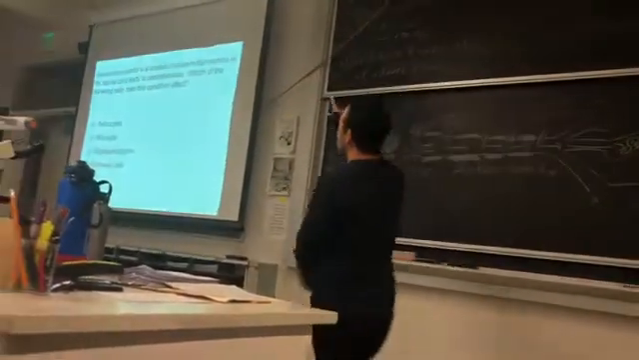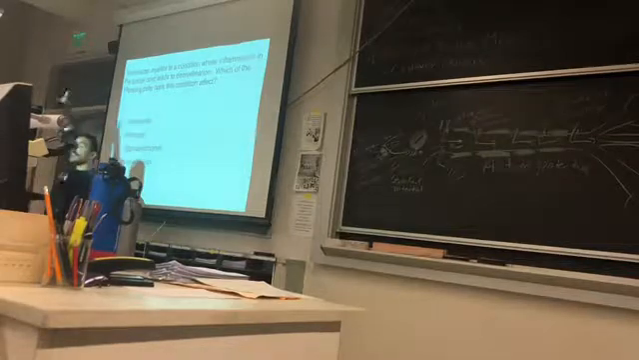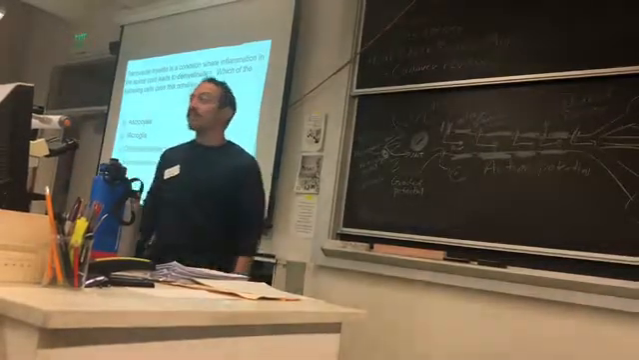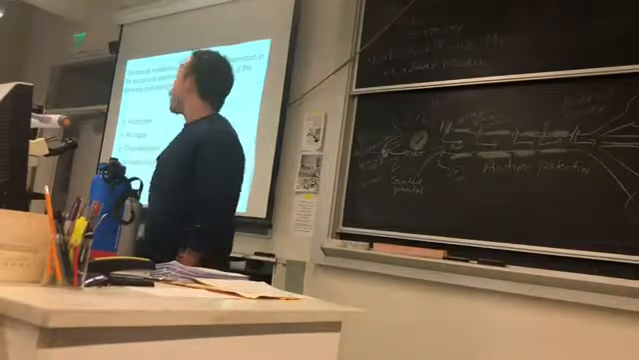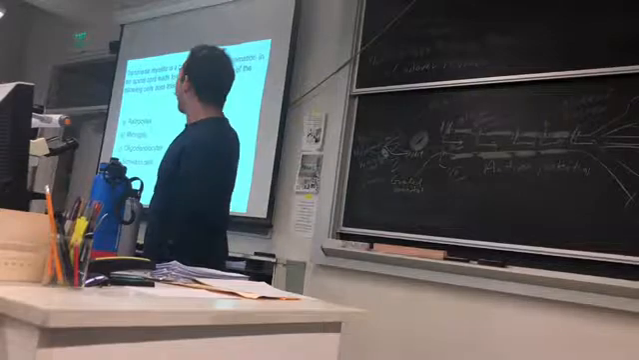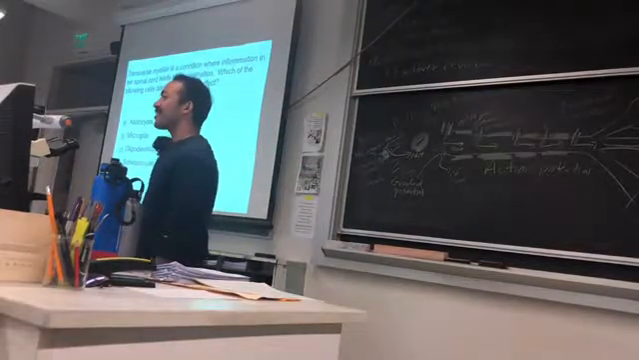1, 2, 3. Yeah, we're in the central nervous system. Spinal cord tells us we're in the central nervous system, so it has to be oligodendrocytes, not Schwann cells.